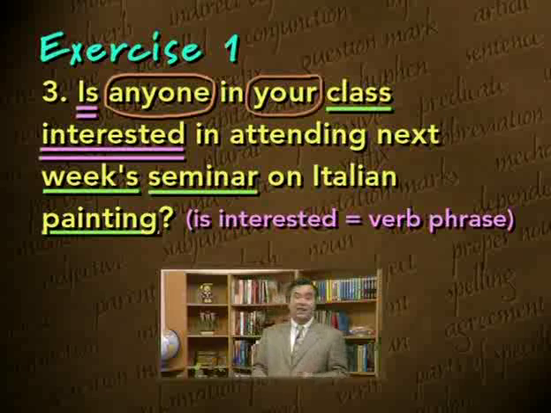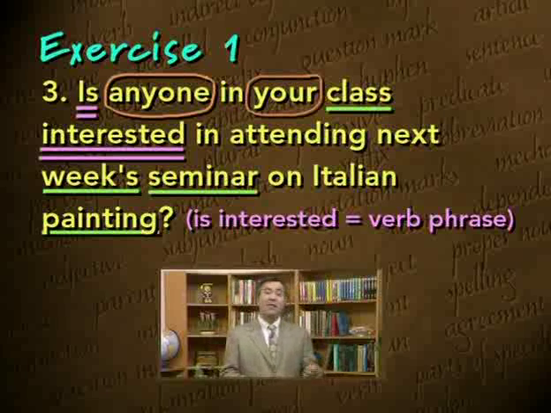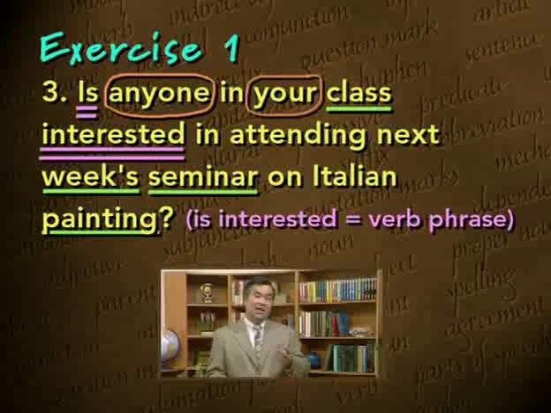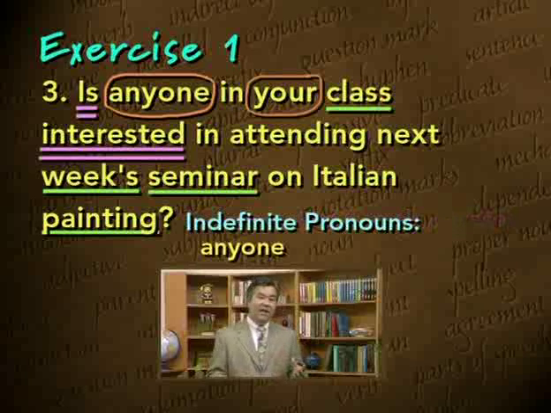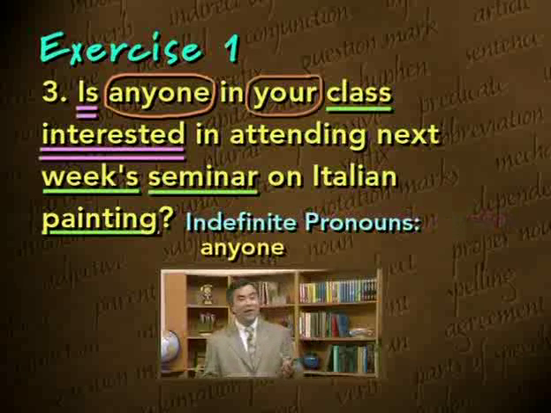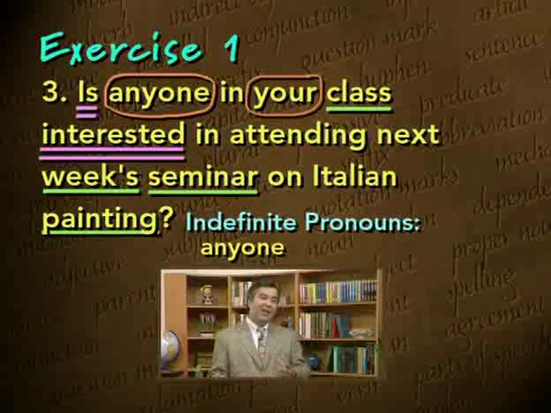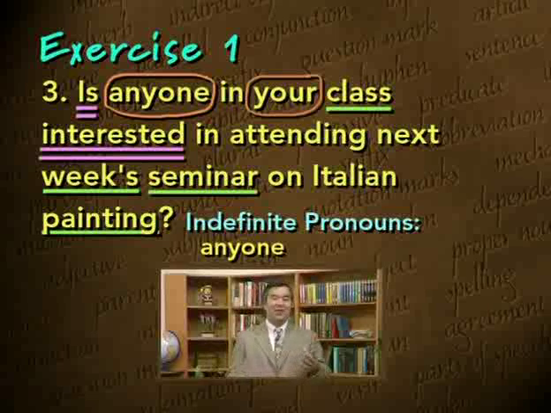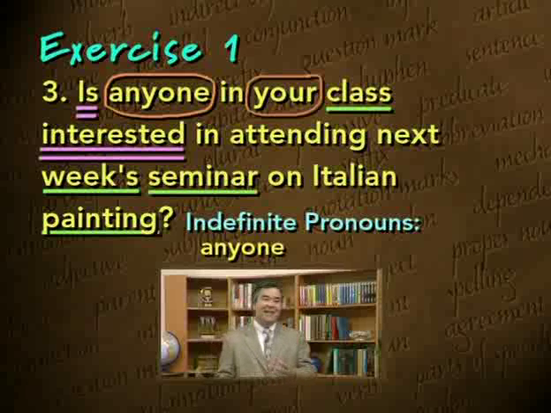We've already said that there are many different types of pronouns. Pronouns act like nouns, but they take the place of nouns. The pronoun anyone is from a class of pronouns known as indefinite pronouns. And they're called indefinite pronouns because they refer to one or more nouns that are indefinite, that are not specifically stated. Who or what is anyone? Well, we really don't know. The antecedent of the pronoun anyone is not definite.